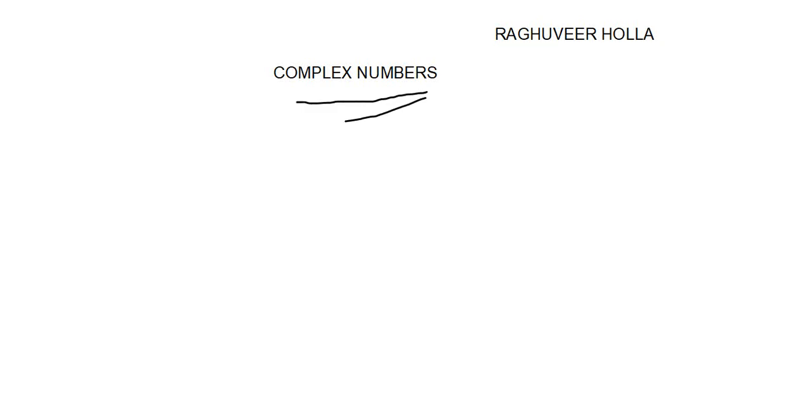Now, we know that there is no real number whose square is negative. So there exists no real number which satisfies the equation, that is, x square plus 1 is equal to 0.